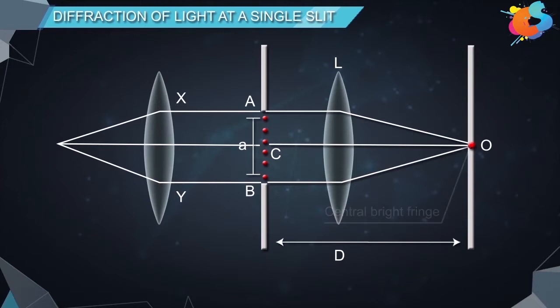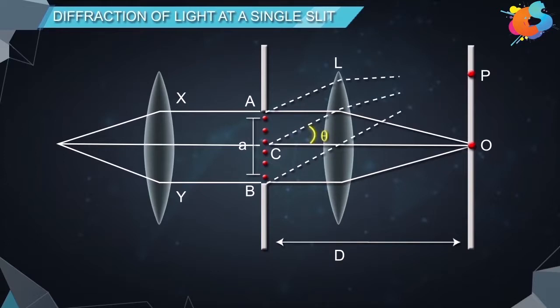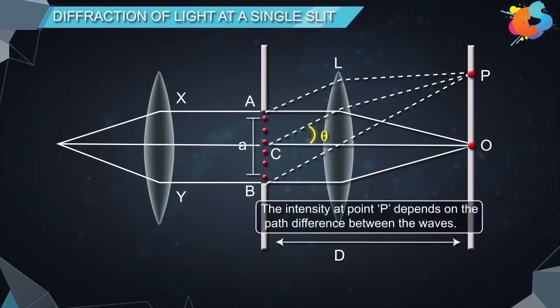Now consider an arbitrary point P on the screen. All the secondary waves from the slit AB make an angle theta with CO and reach the point P. The intensity at point P depends on the path difference between the waves.